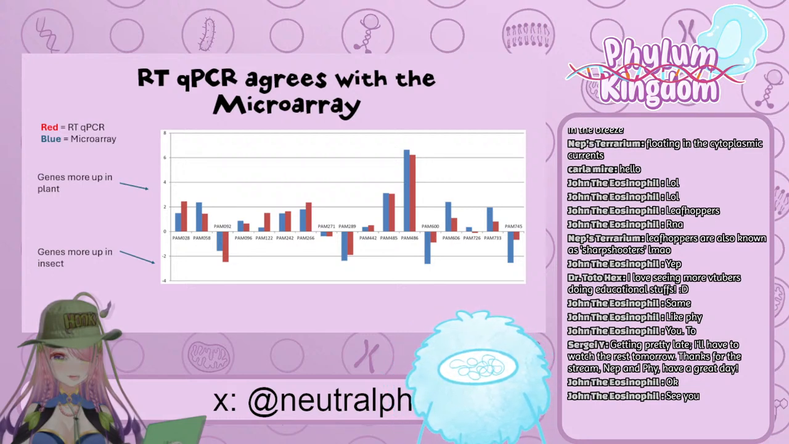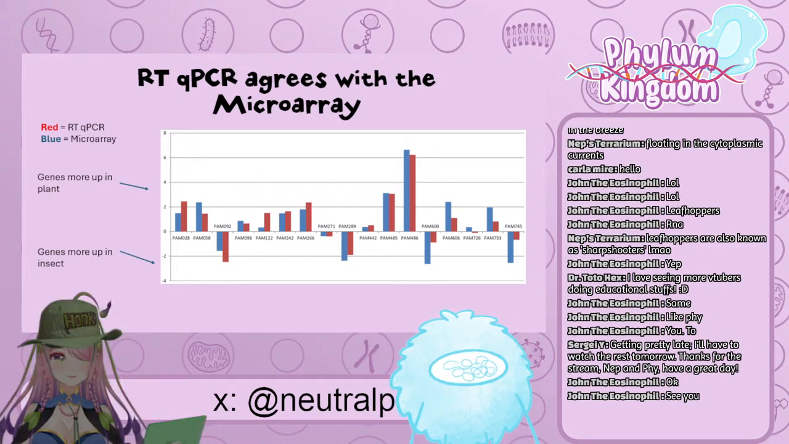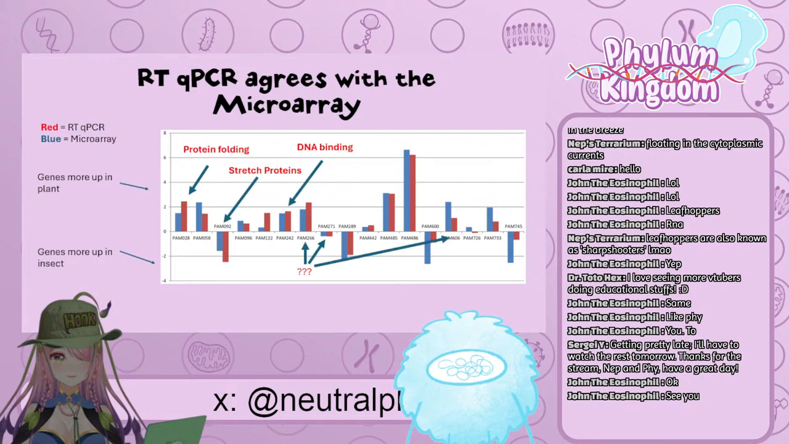So what are these mystery proteins? There are proteins involved in protein folding, which are pretty important, detecting of stretches in the membrane, so tension-related proteins. You have proteins that are DNA binding, and then because phytoplasma are just that mysterious, there are a whole bunch of proteins whose functions are completely unknown, which is very exciting for me in particular.